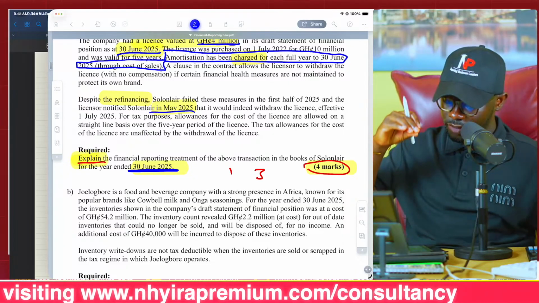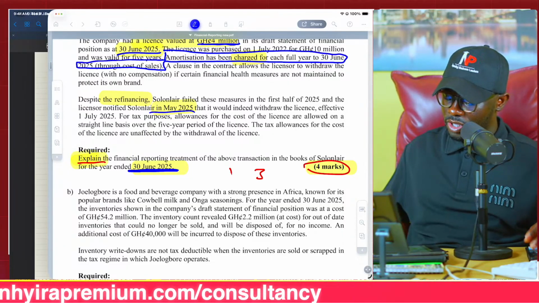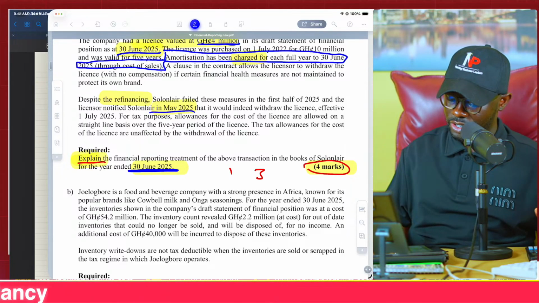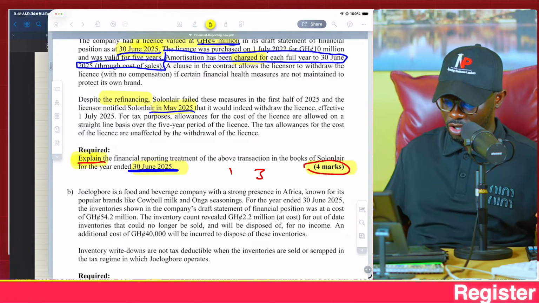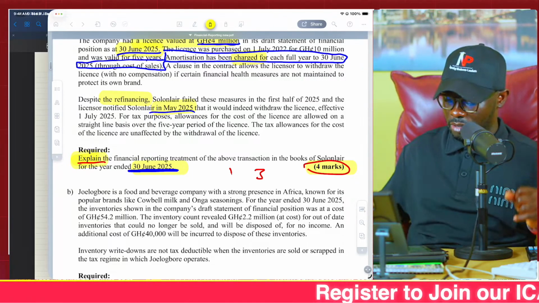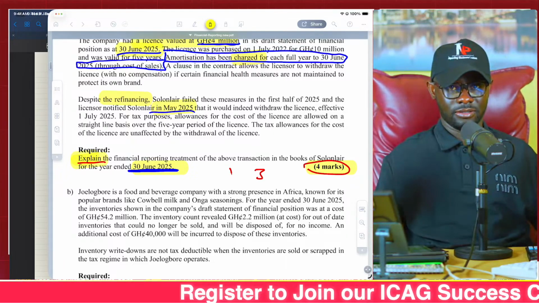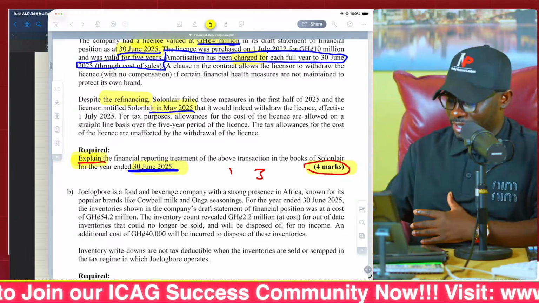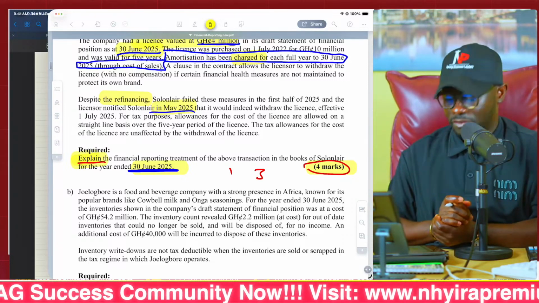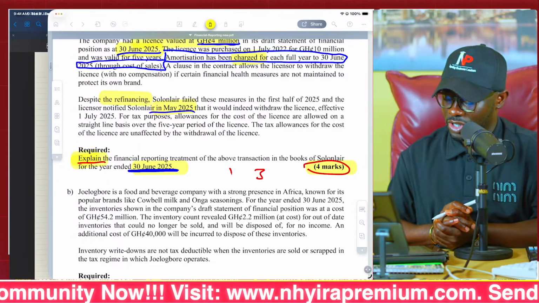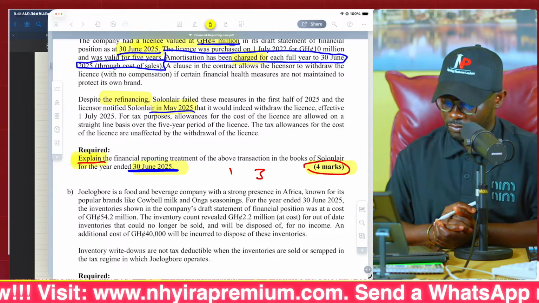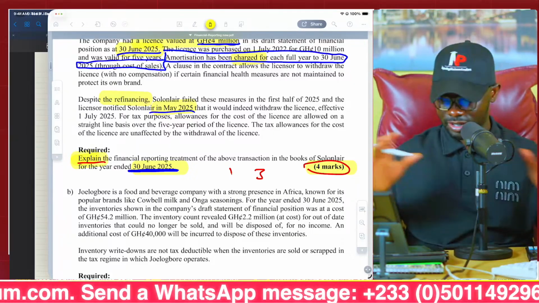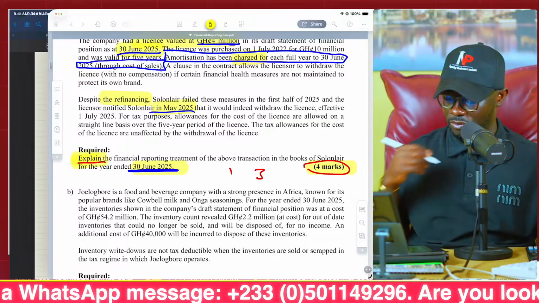For tax purposes, allowances for the cost of the license are allowed on a straight line basis over the 5-year period. The tax allowances for the cost of the license are unaffected by the withdrawal of the license. We are done. For 4 marks, the examiner is asking students to explain the financial reporting treatment of the above transaction in the books of Solon Air for the year ended 30th June 2025. So just a freestyle. Let me explain, then we write some English down, then we move.